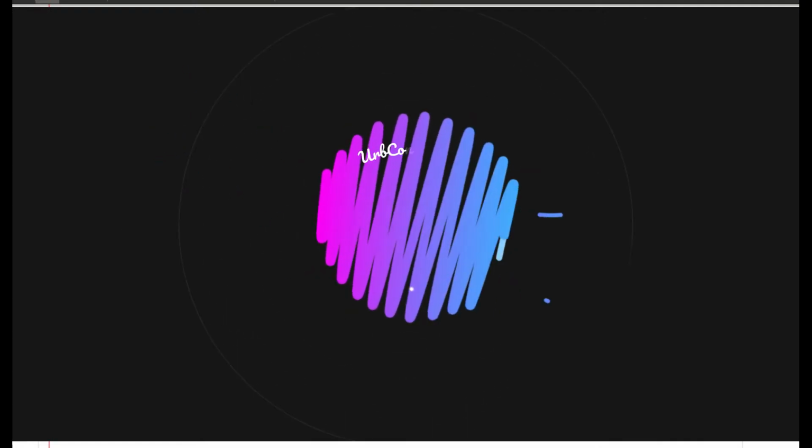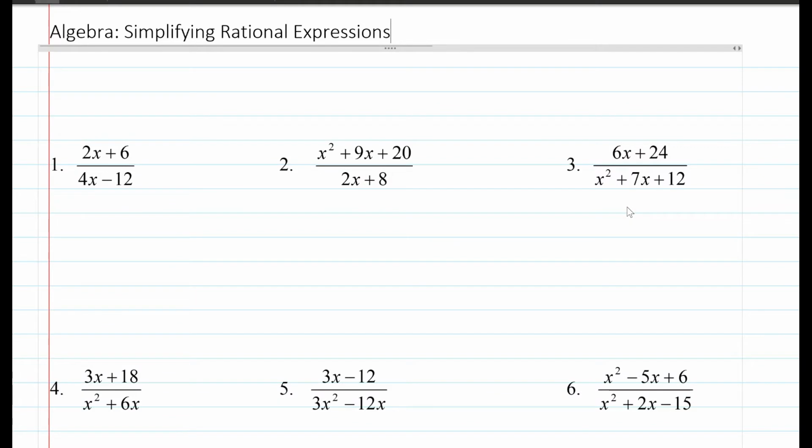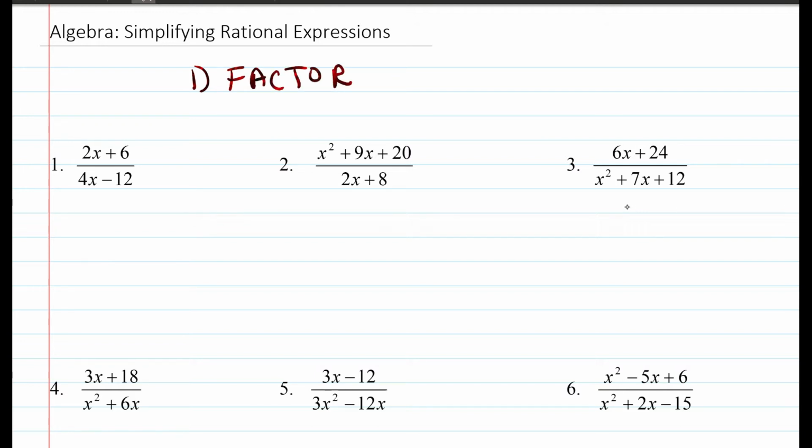Hey everyone, let's take a look at this mini lecture on simplifying rational expressions. The main thing you need to understand for simplifying rational expressions is that the process wants you to first factor, and when I say factor, I mean factor completely in the numerator and factor completely in the denominator. After you factor completely in the numerator and denominator, you can likely find things to cancel out.